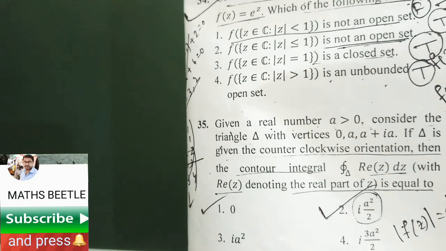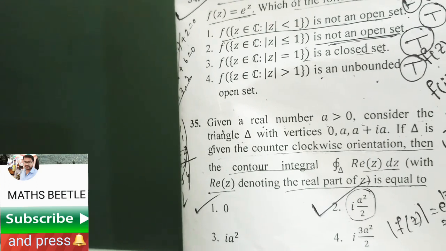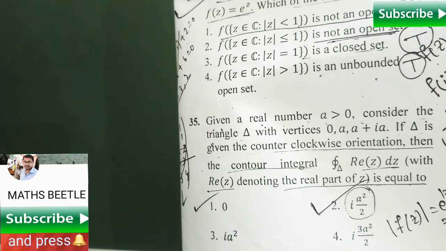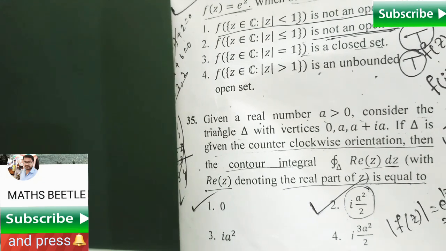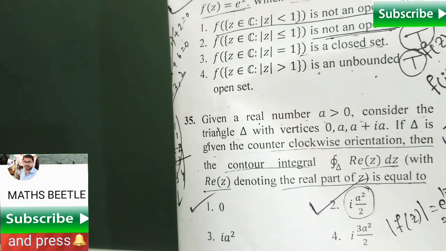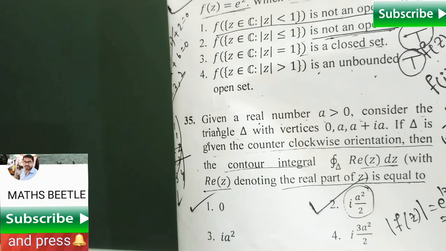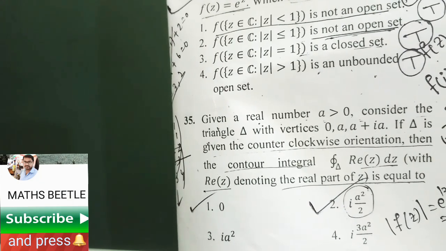Hello everyone. Today's video we are going to solve this 35 number question of complex analysis. It was asked in CSIR NET June 2019. In this question they have given us a contour in the form of a triangle. Vertices are also given to you in the question and you are asked to find what is the value of this contour integration.